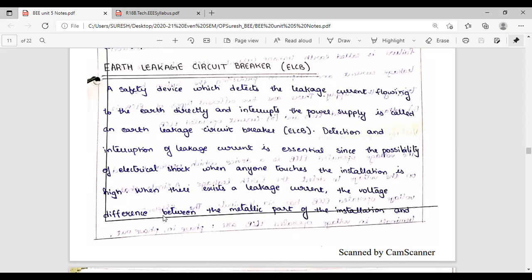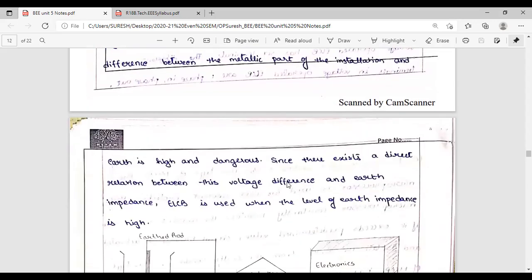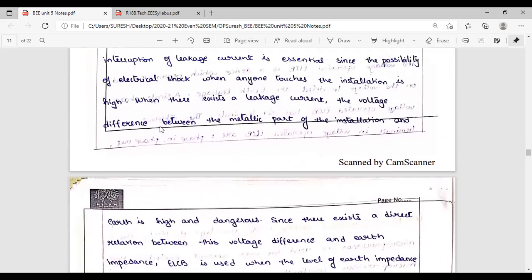listen carefully. When there exists leakage current, some leakage is there. The entire current is not grounded now. There is some leakage current. Due to this leakage current, the voltage difference between the metallic part of insulation and earth is high and dangerous. Read this line. When there exists a leakage current, there is potential.